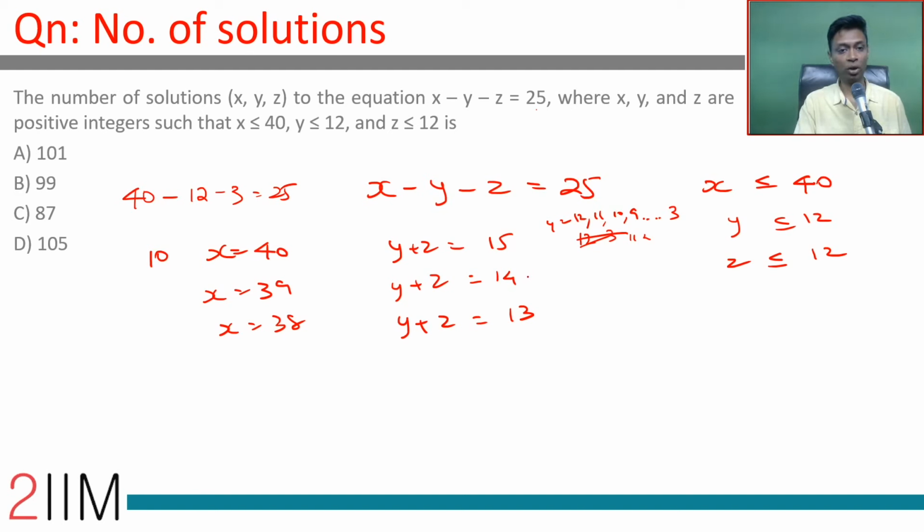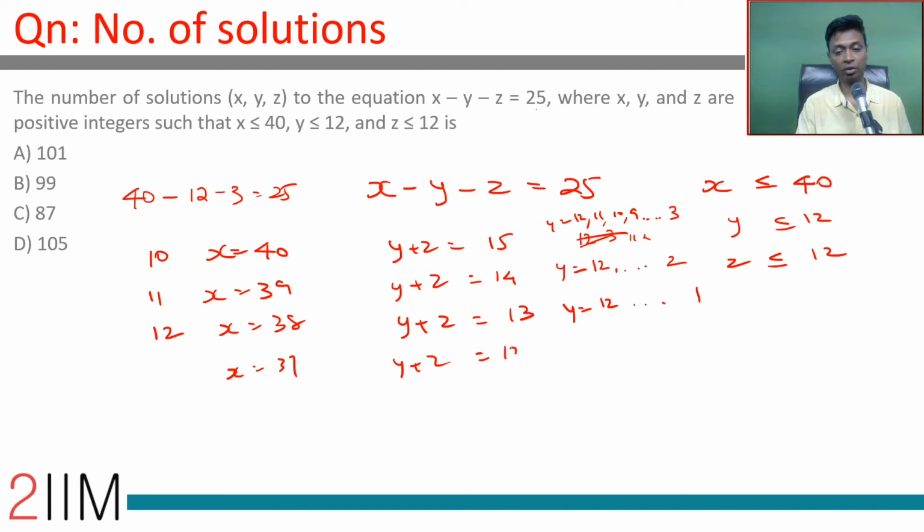Right? Y can go up to 12, and Z can go up to 12, so Y can take all values from 3 to 12. Here again, Y can go to a maximum of 12, and Y can range from 12 all the way till 2. 12 to 2, there are 11 values. Y plus Z equals 13, Y can go from 12 to 1, the 12 values.